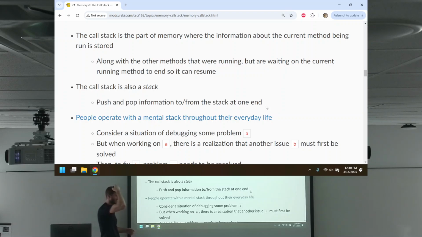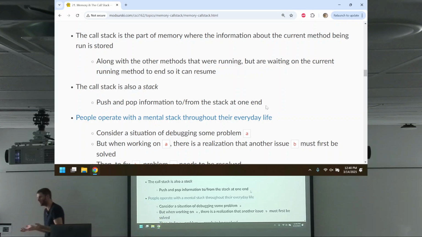It's called a stack. You push and pop stuff from the top of the stack. You have a main method that's on the stack that calls another method, that calls another method. That method finishes. This method continues and finishes. This method continues and finishes. Like, that's the idea. It's a stack, it grows and shrinks.